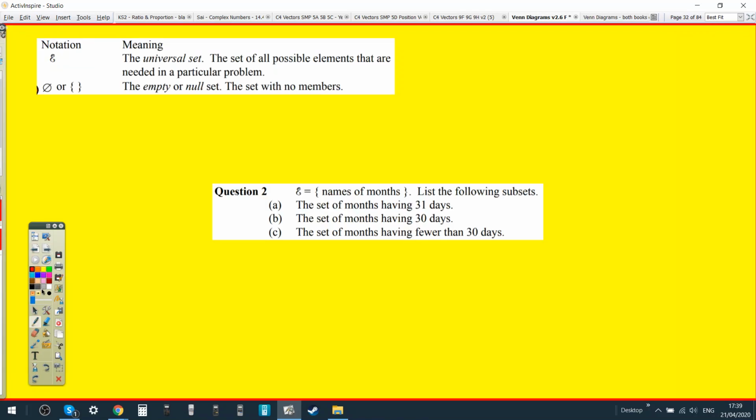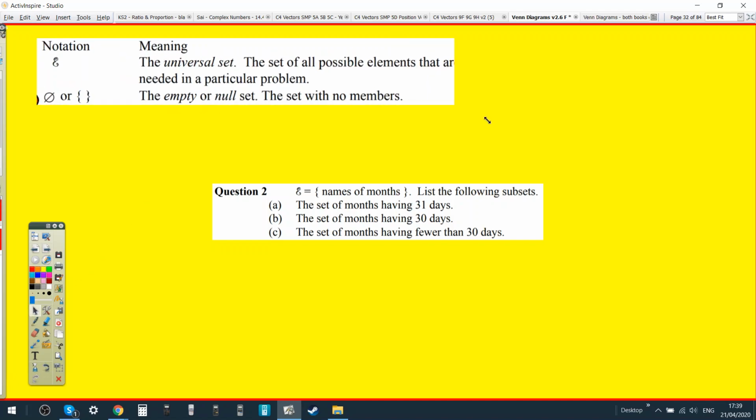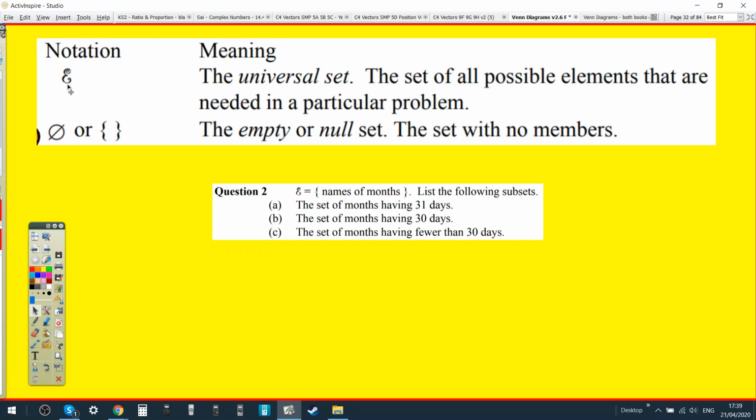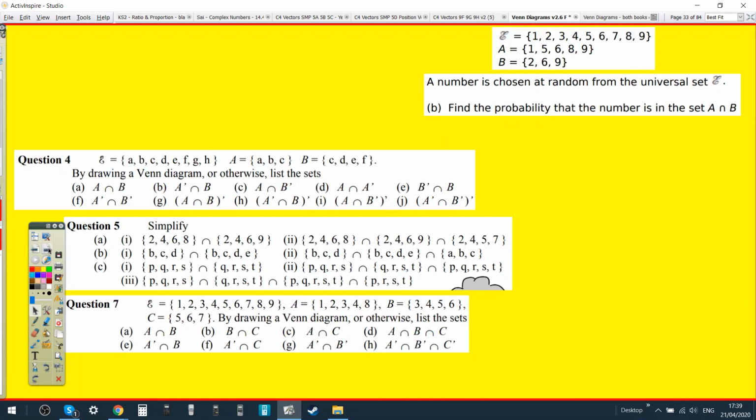So this one has slightly different notation. This one here, this swirly E is the universal set, the set of all possible elements. And so that's like everything, all the possible things. This one is the null set or the empty set. There's nothing in it. So what is this one up the top right?